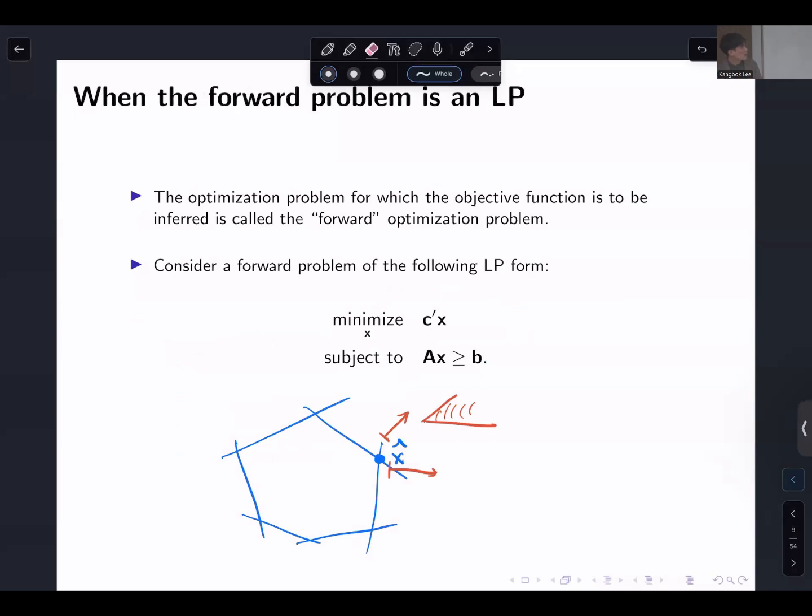I give you C hat and you find a C. I'm sorry, I give you an X hat and you find a C. The critical assumption that I'm making here is that X hat is actually on the boundary of this polyhedron, which means the decision maker was actually mathematically optimal in his or her decision making, which you cannot really expect in real life, right?